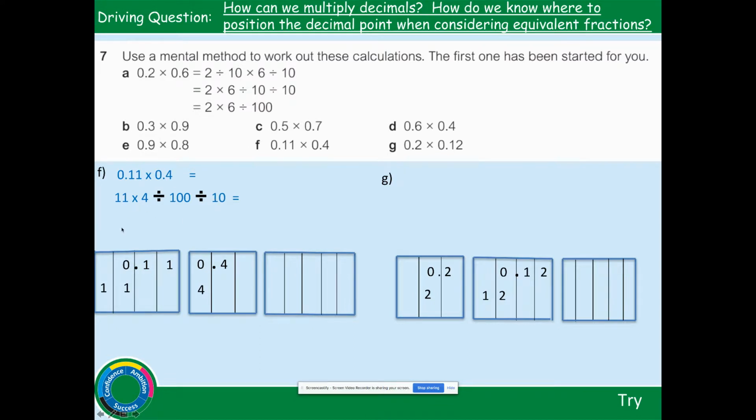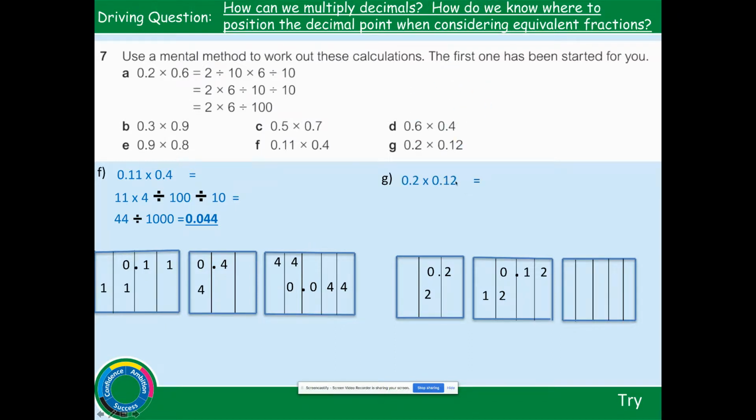So 11 times 4 is 44. And divide by 100 and divide by 10. 1, 2, we've got 3 zeros. So it's like dividing by 1,000. So 44 divided by 1,000. Let's put our 44 down here. 1,000 has 3 zeros. Oh, where's 44 gone? There he is. We need to move over 3 places. 1, 2, 3. And this one, 1, 2, 3. Remember, that's the decimal. So it would be 0.044. Okay, 1, 2, 3, and that one, 1, 2, 3. Fill up your gaps with zeros.